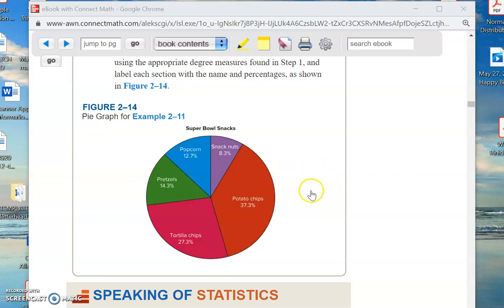45 degrees is half of 90 degrees. Right there, that's a right angle. That looks like about 90 degrees to me. So this is about half of the 90 degrees. So it looks about right, okay?